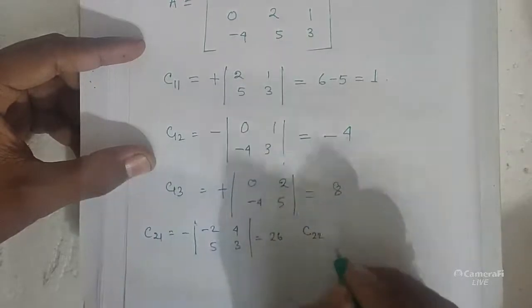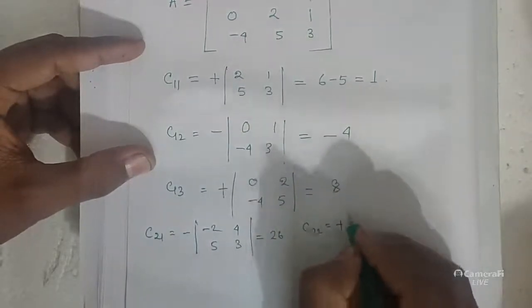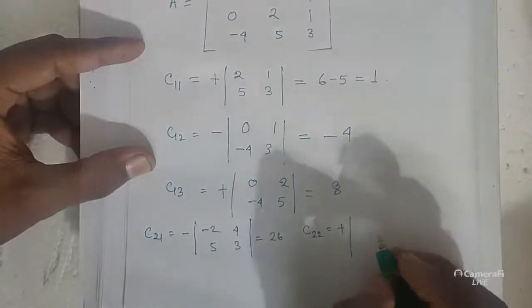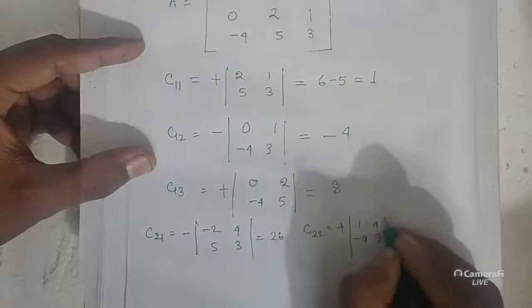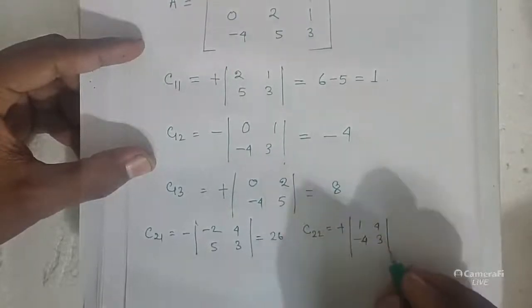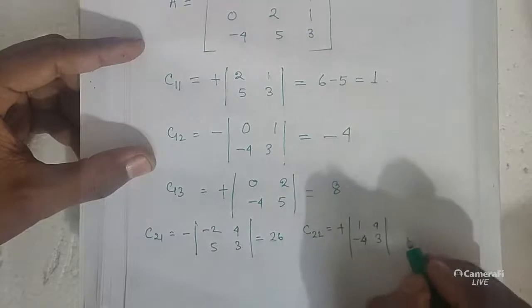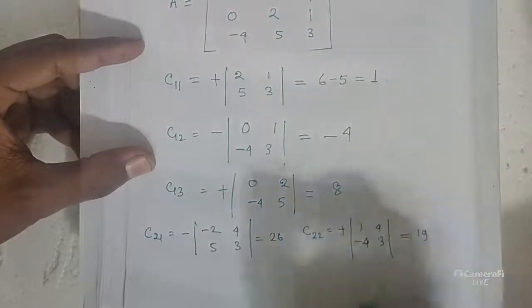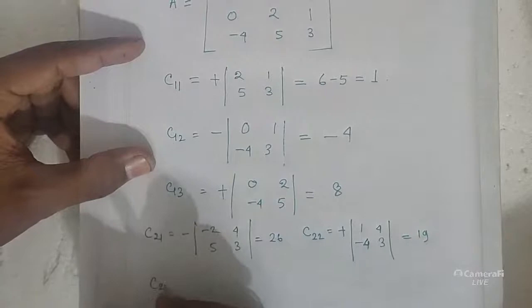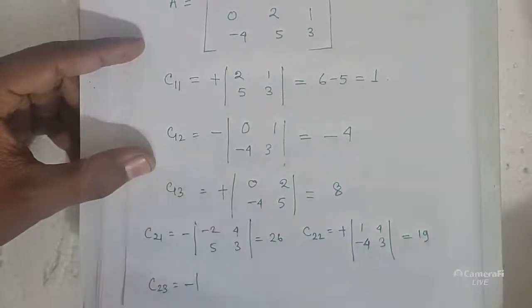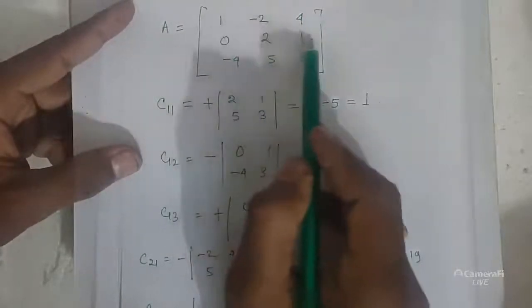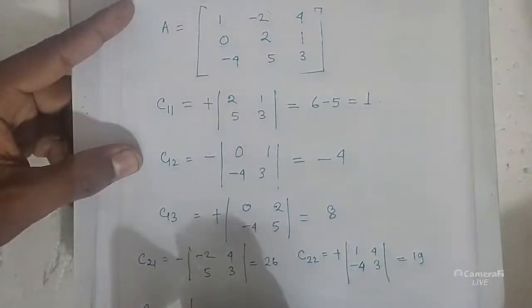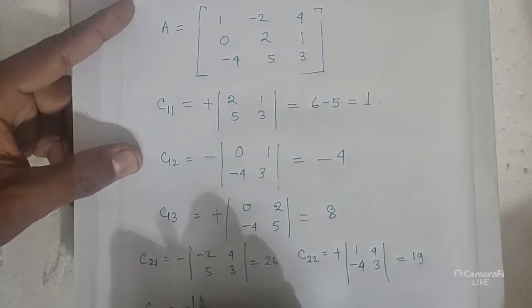C21 complete. C22 is equal to plus 1, 4 minus 4, 3. So 3 minus of -16, 3 plus 16, that is 19. C23 is equal to minus. C23 means this element, this row, this column, so 1 minus 2 minus 4, 5.